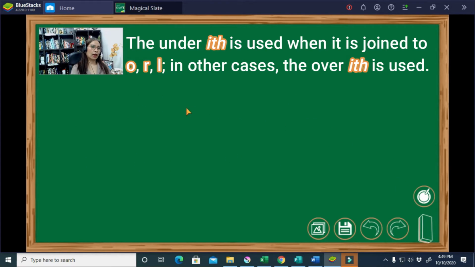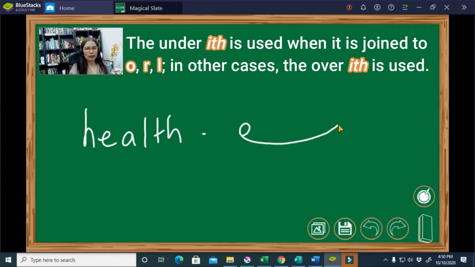Example for under if. Okay. The word is health. Alright. So we have the letter sounds E and then L. Okay. Since this is L, we do have TH there. According to the rule, after ORL, use under if. We have to put a dot here that represents letter H.